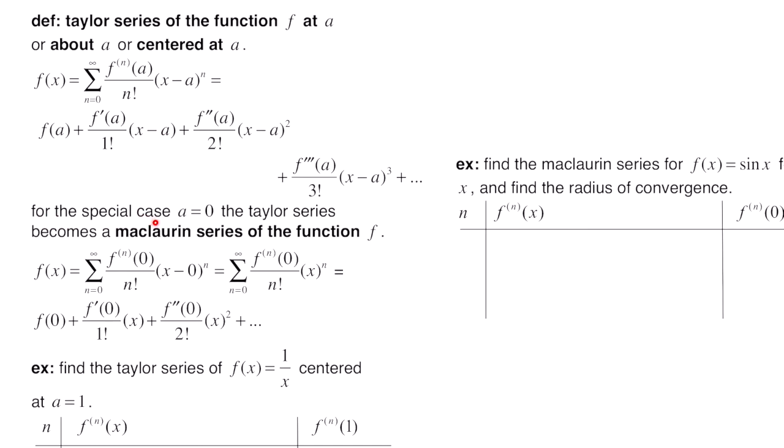It says for the special case where a is specifically equal to 0, the Taylor series becomes a Maclaurin series of the function f. So the formula stays the same, which is really nice. You still have f of a plus f prime of a over 1 factorial times x minus a to the 1, plus f double prime of a over 2 factorial times x minus a to the 2. But you can see that 0 is plugged in for a. And this becomes your formula for the Maclaurin series for the function f. And again, for a Maclaurin series, a equals 0.